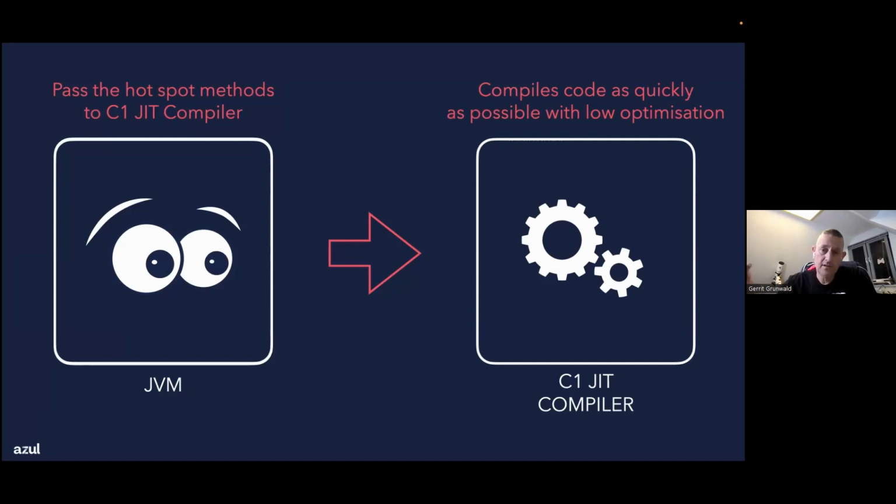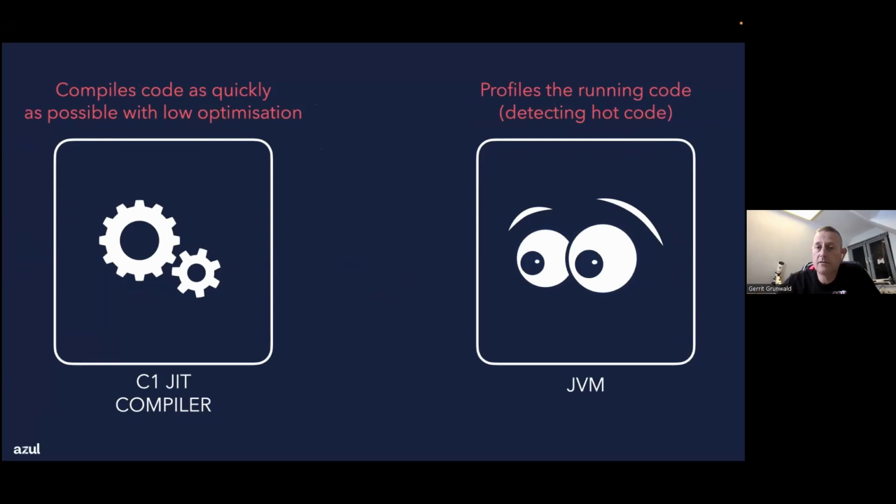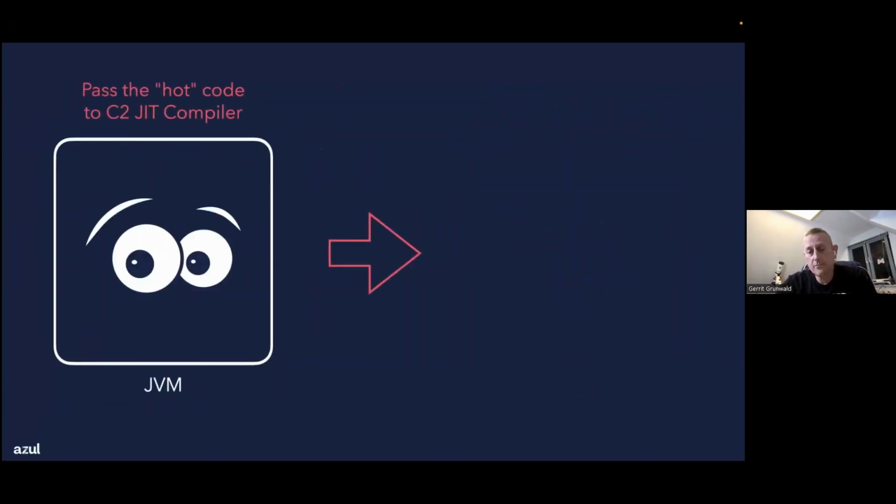So that's the reason why the focus for the C1 JIT compiler is compile fast, don't do a lot of optimizations. Then this code in the C1 compiled code is running, and the JVM again is watching and profiling it and counts another time how often this code was called. And then when another threshold is reached, it takes this code and forwards it to the C2 JIT compiler.